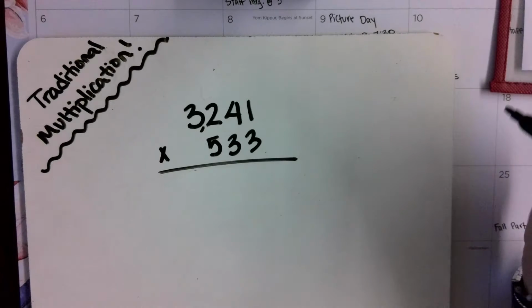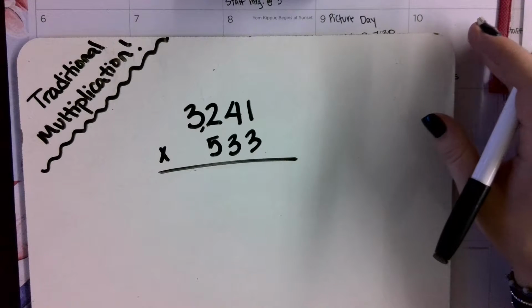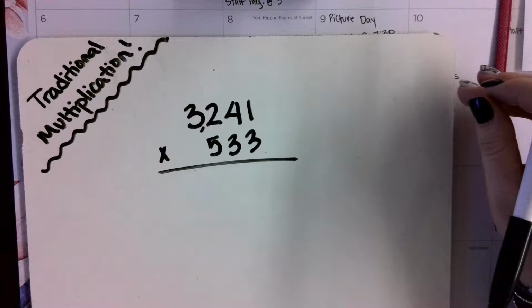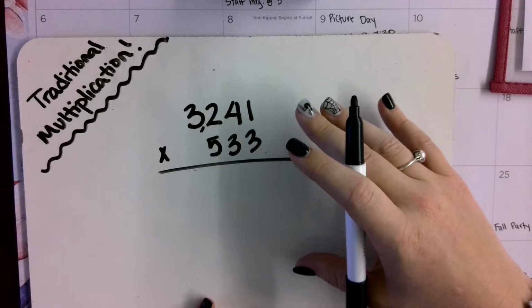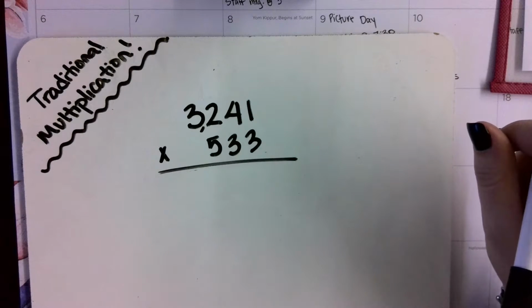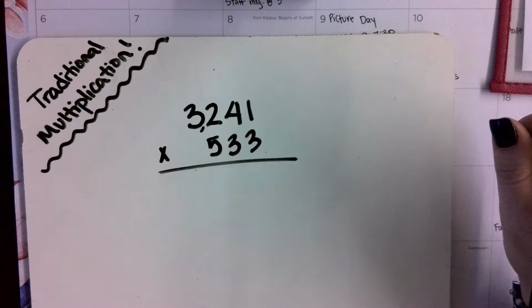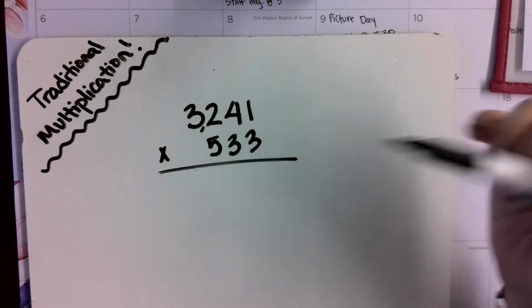Okay, so this video is for the traditional method of multiplication. In 5th grade, we're really trying to get the students to use this method more than the other ones that they've learned in previous years, because it's going to be a little bit quicker when they're working with a lot of digits like in this problem.